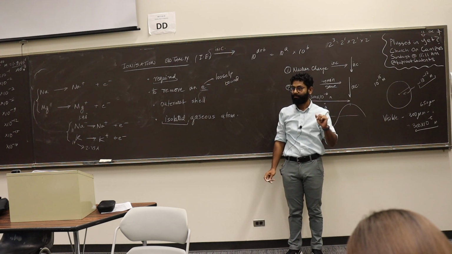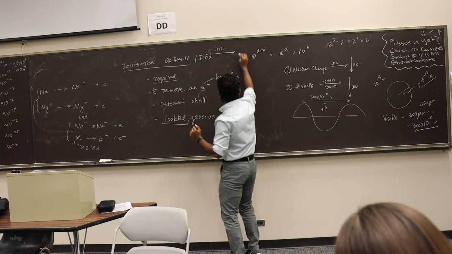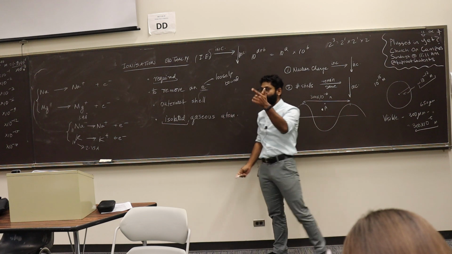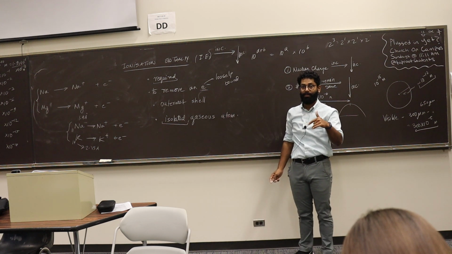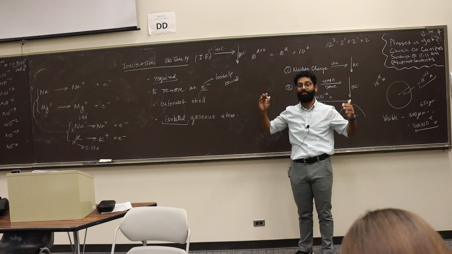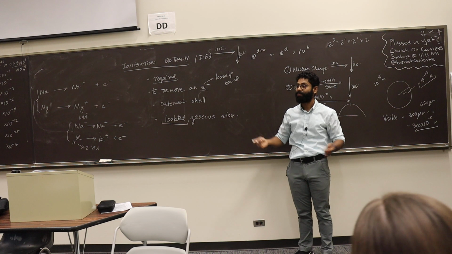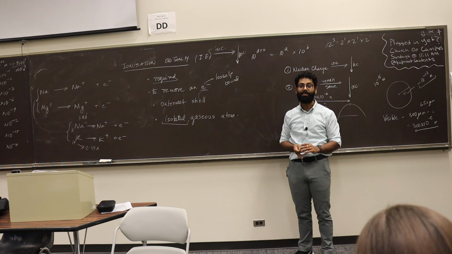Make sense? Ionization enthalpy should decrease from top to bottom in a group, because the sizes are becoming larger as you go down, and it is becoming easier for you to pull out the electrons, because that's what ionization enthalpy is.